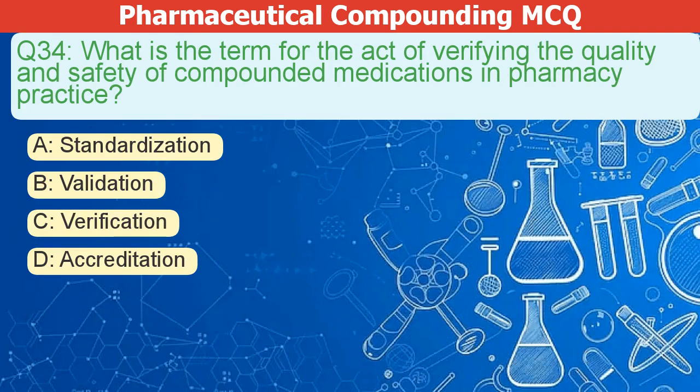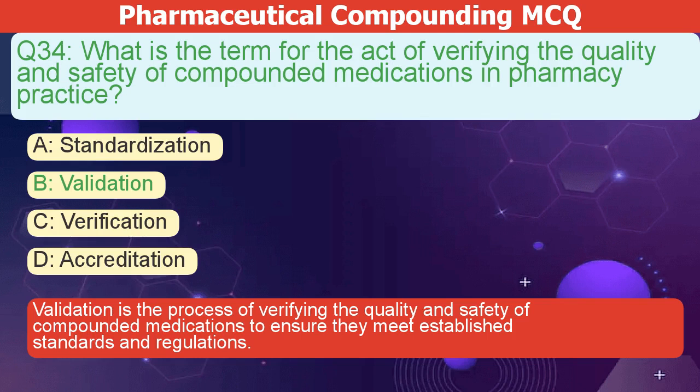What is the term for verifying the quality and safety of compounded medications in pharmacy practice? A. Standardization. B. Validation. C. Verification. D. Accreditation. The correct answer is B. Validation is the process of verifying the quality and safety of compounded medications to ensure they meet established standards and regulations.